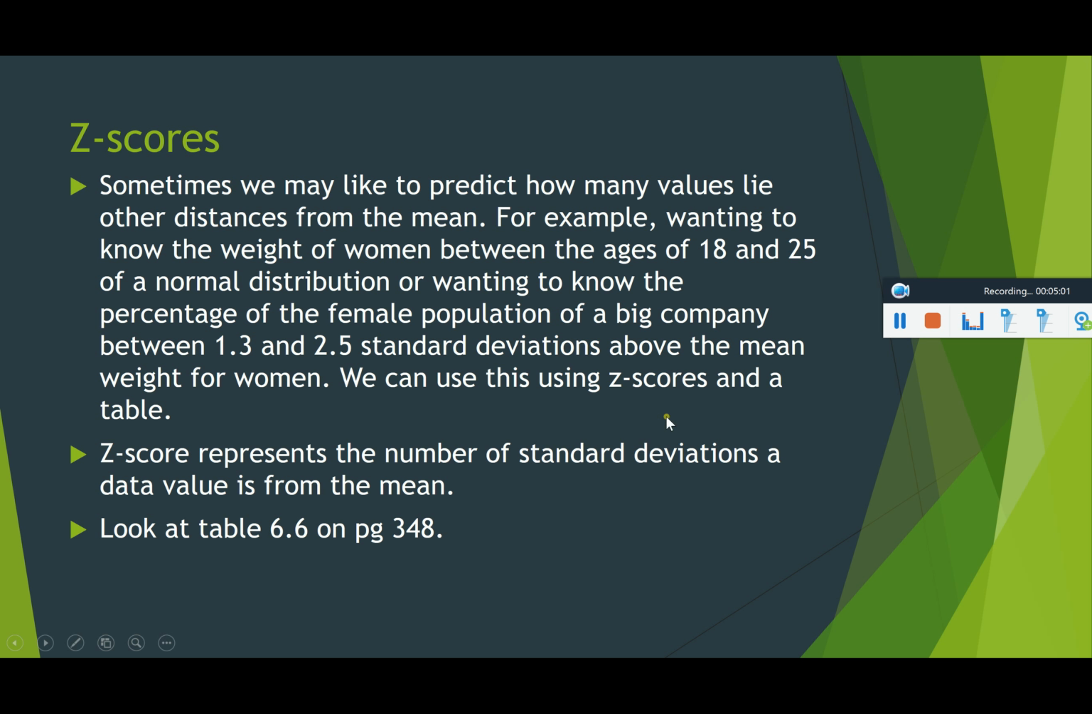So this is when we're going to use our z-score, which is on page 348. The z-score represents the number of standard deviations a data value is from the mean, and it's not our standard 1, 2, or 3. So if you look on page 348, it gives you your z-scores.